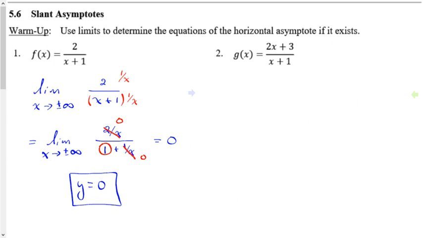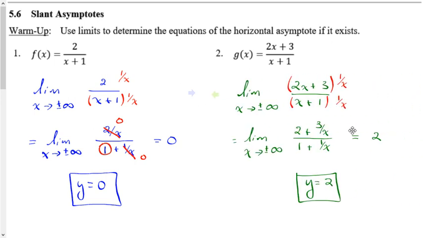Number 2, similar process. I have an x plus 1 in the denominator, multiplying. I have these factors that go to 0. That would be this one and that one go to 0, which leaves me with 2 over 1, and y equals 2 is the horizontal asymptote.